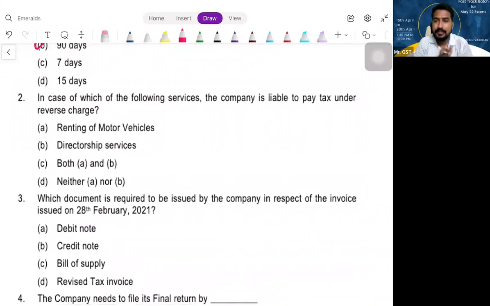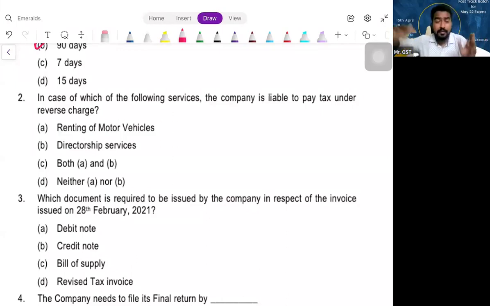Following service, the company is liable to pay tax. Directorship services, sir. Not renting of motor vehicles? Why not, sir? Renting of motor vehicles is 12% under forward charge, which we already saw. If it was 5%, then we would have thought about it.